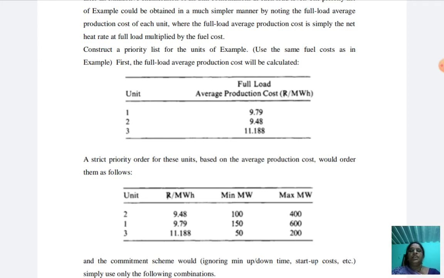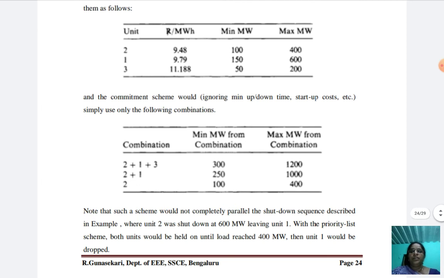So in the priority list method, first we calculate the average production cost for each unit and make the tabular column. Then, based on the average production cost, we prepare the order of priority. Then we calculate the combinations. In this combination, the order is 2, 1, 3, so the combination is 2 plus 1 plus 3.